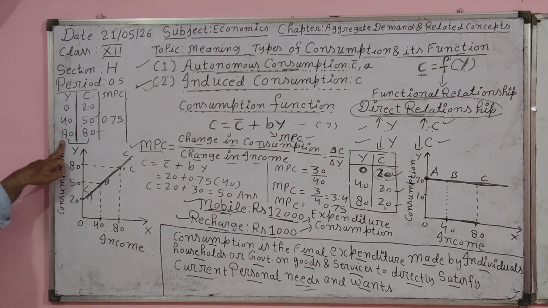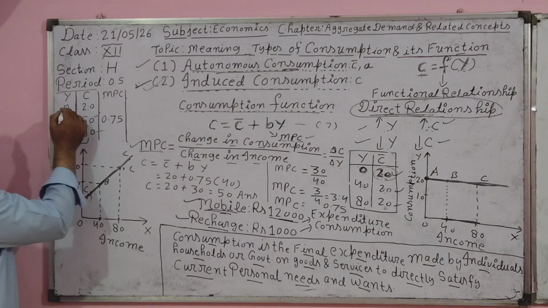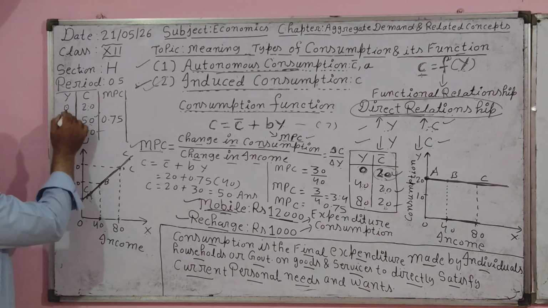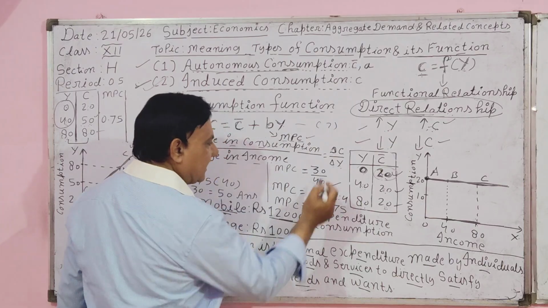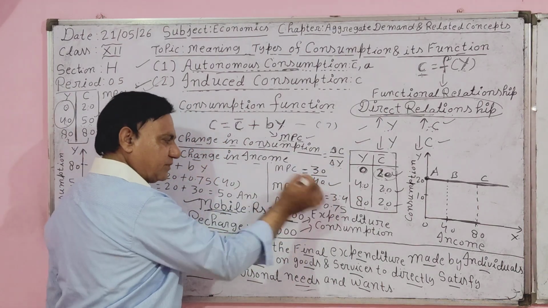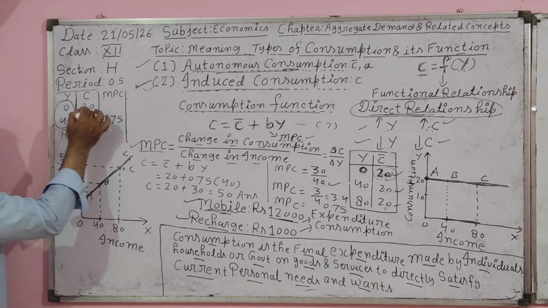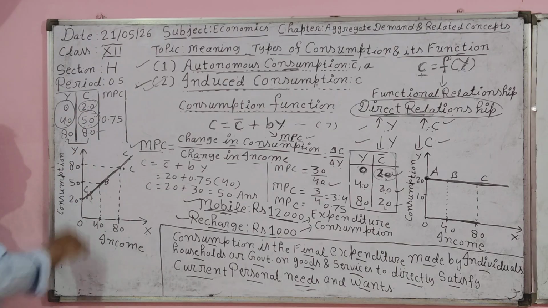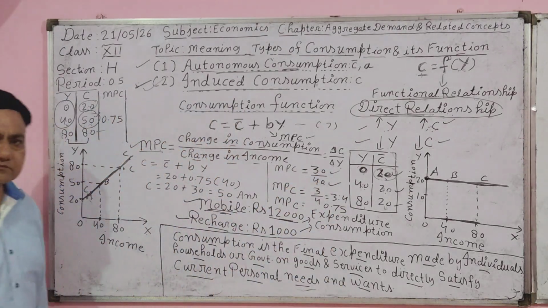In this consumption schedule, our income increased from 0 to 40. It means our income increased by 40 rupees. Delta Y is 40. Denominator is 40 rupees. And our consumption increased from 20 rupees to 50 rupees. It means our consumption increased by 30 rupees. So delta C is 30.